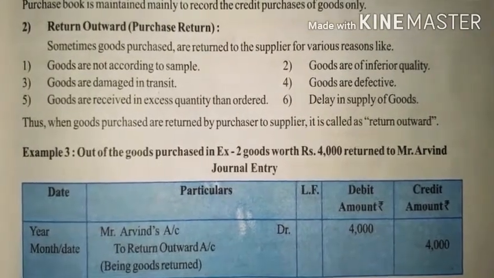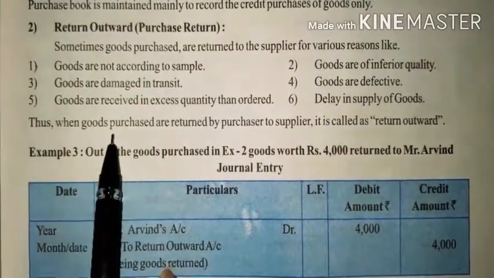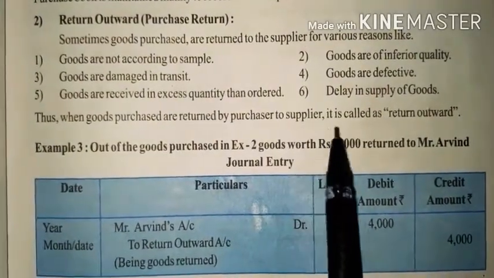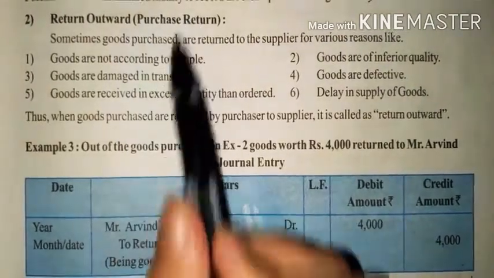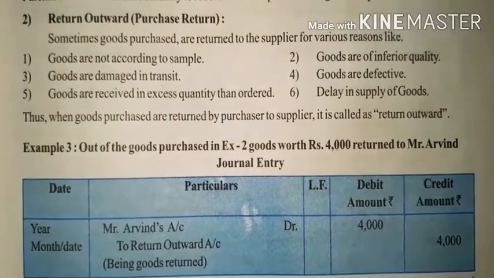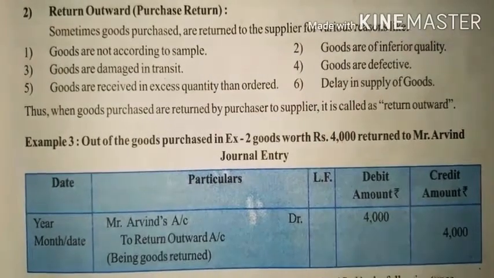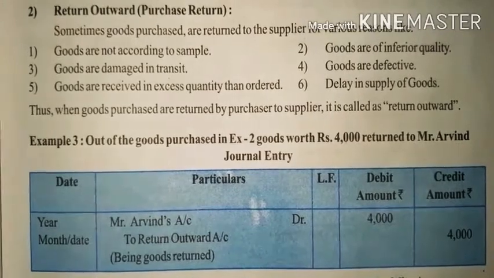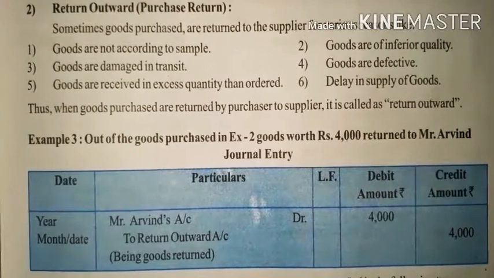Let's see the small note over here. Thus, when goods purchased are returned by purchaser to supplier, it is called return outward. The other name for return outward is purchase return. As I've already told you, if the buyer has purchased goods from the supplier, but finds something odd in the goods, he will return the goods to the supplier. So that is called return outward or purchase return.